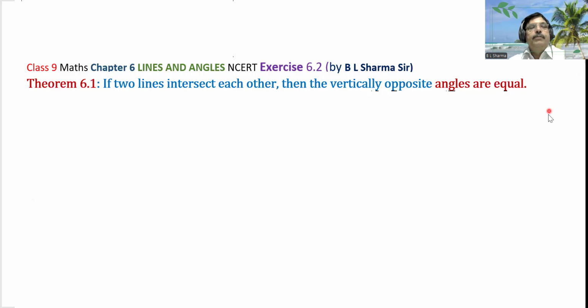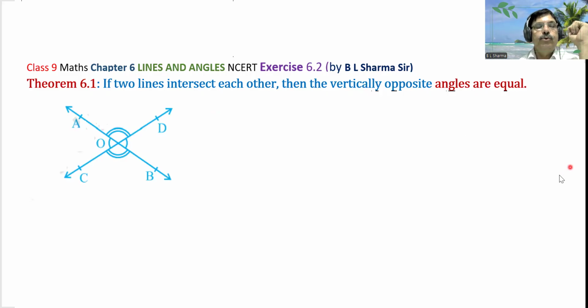Very important and very easy theorem for this chapter, students. Now you should know how to prove theorems from ninth class. The Theorem 6.1 is: if two lines intersect each other, we know that when two lines intersect at a point, vertically opposite angles are formed. We have to prove that vertically opposite angles are equal. Very, very important and very simple.